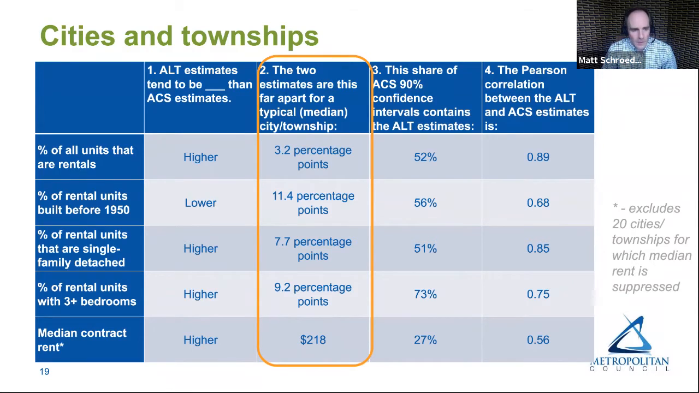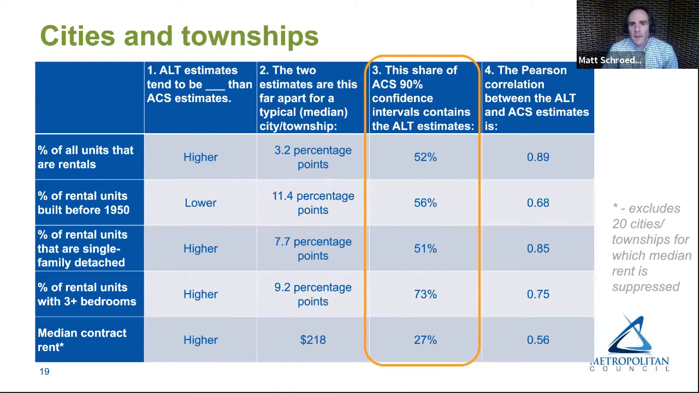So 11 percentage points for year structure built, for example, the share of units built before 1950. And then looking at rents in particular, more than a $200 discrepancy for the median city or township. So again, depending on what specifically you're looking at, the alternative estimates might be fairly far apart.